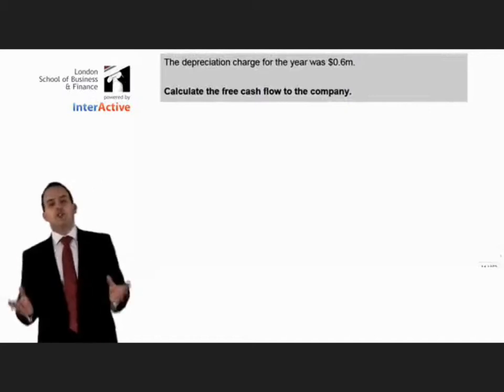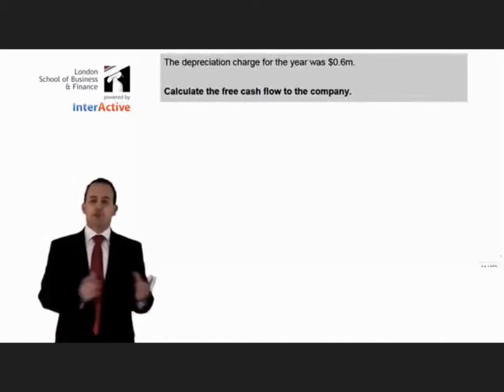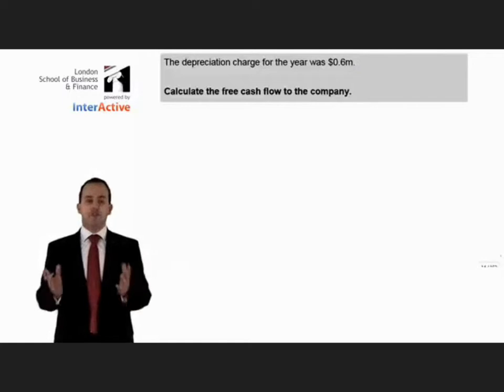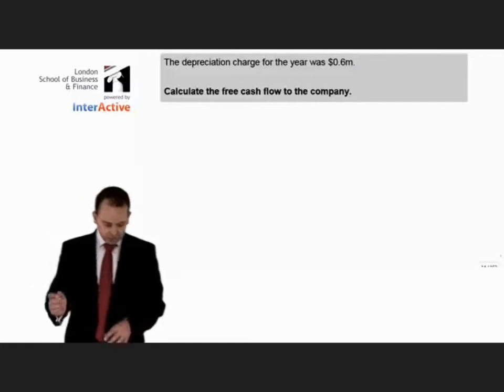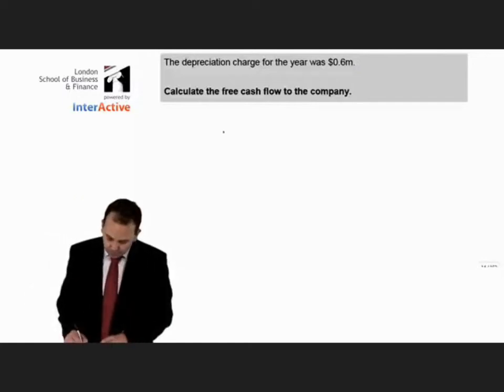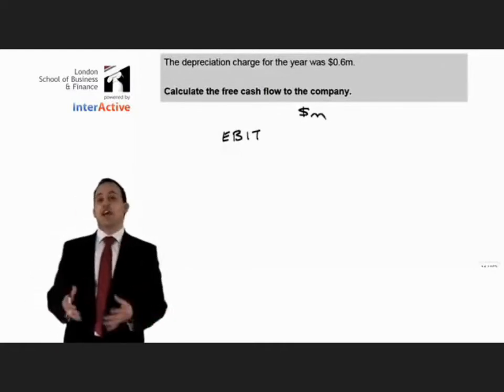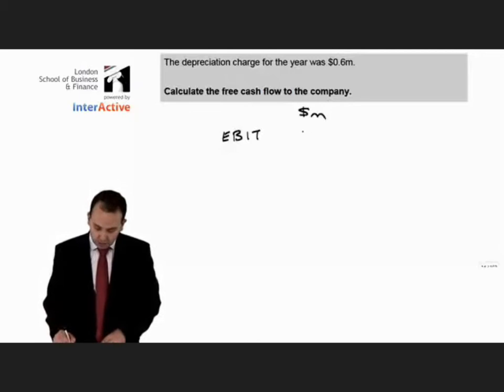So, all we need to do is follow the basic pro forma that we saw previously and simply slot the figures in, and at the end of it we will have the free cash flow for the business. So if we start off with the earnings before interest and tax, from this question it simply said the earnings before interest and tax were $10 million, so that can go directly into the pro forma.